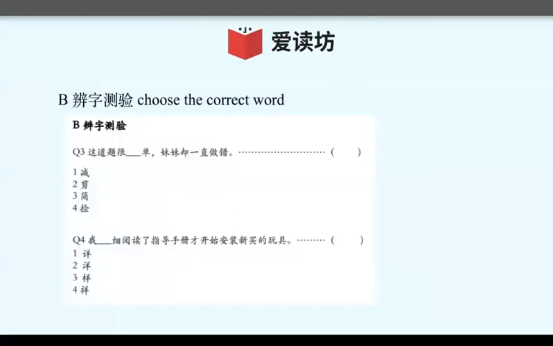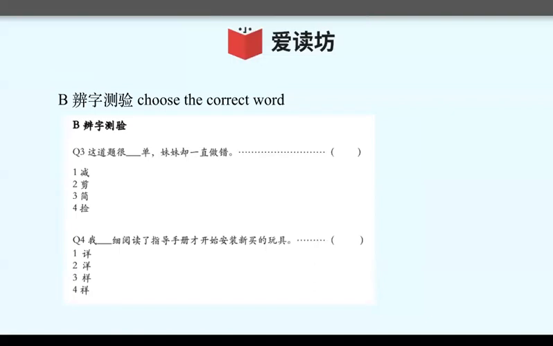B is choose the correct words. These words might have the same pronunciation. All of the options of question 3 are pronounced as 简, the third tone. Like question 4, other examples are options that share the same radicals or have the same side of the words. Question 4 has the same side of the word, yang. The first reads as yang, second yang, third yang, and fourth yang.